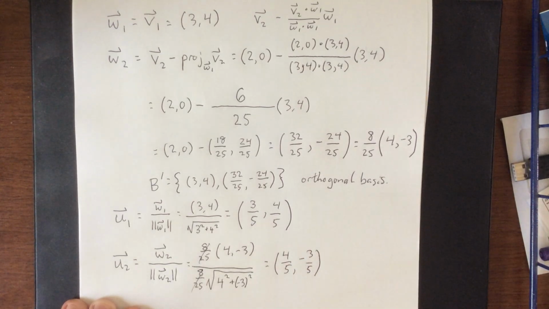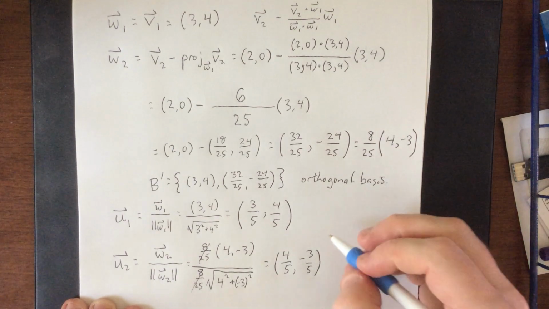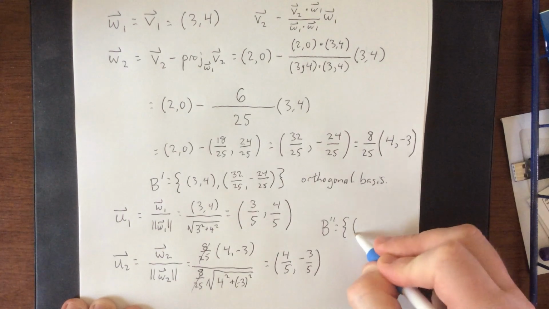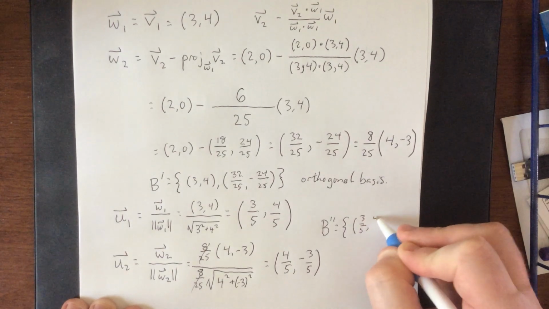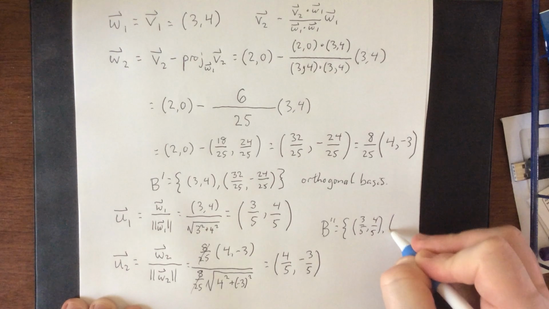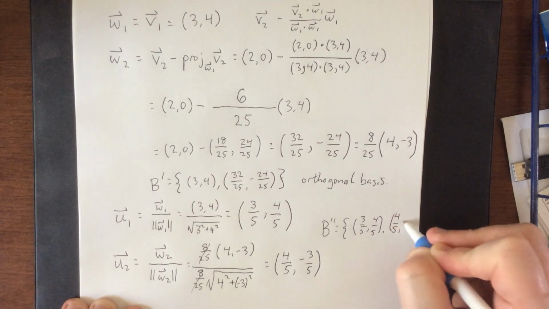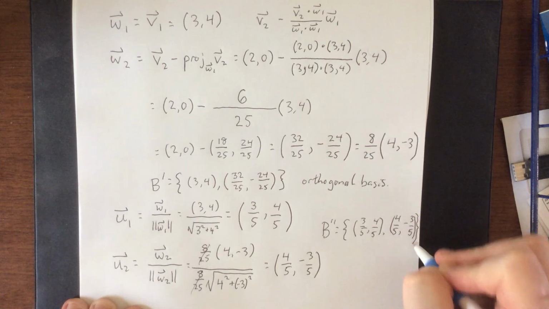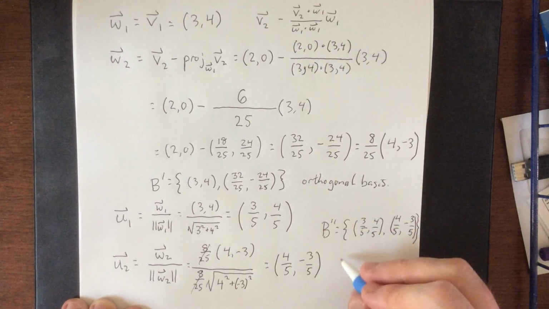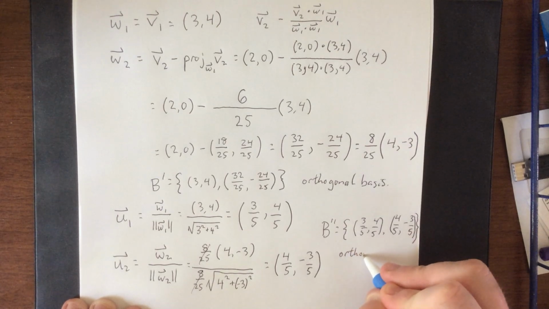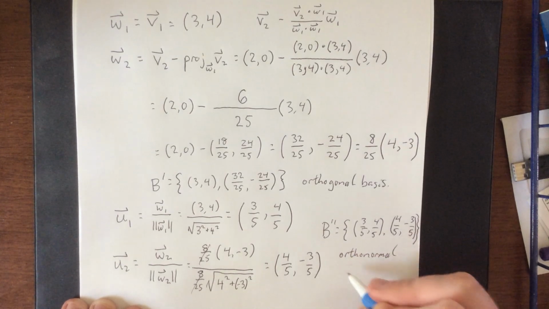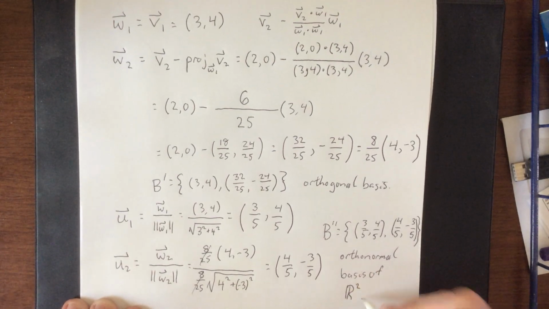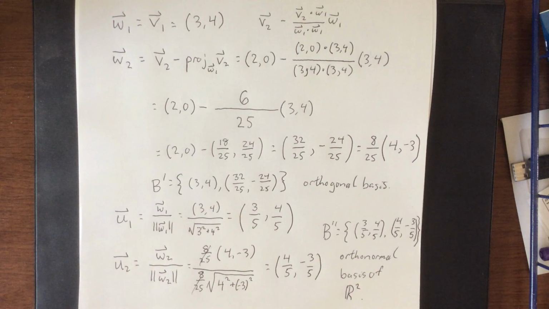(4/5, negative 3/5). As such, our orthonormal basis, B double prime, since we're just about out of room here, will be the vectors (3/5, 4/5) and (4/5, negative 3/5), in set brackets. Yeah, it totally fits, kind of. This would be considered an orthonormal basis of R2. Cool, totally made it fit.